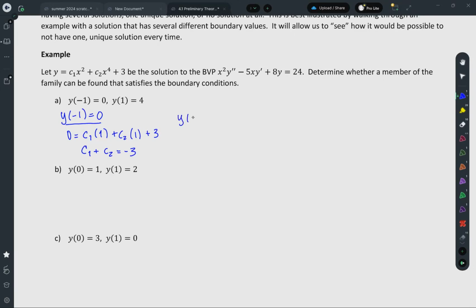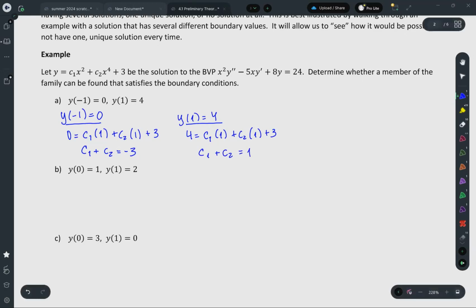y of 1 is equal to 4 is the next one. So that means 4 is equal to c1, 1 squared is just 1, so c1 times 1, plus c2, 1 to the fourth power is also 1, and then plus 3. So this one simplifies down to c1 plus c2 is equal to 1.